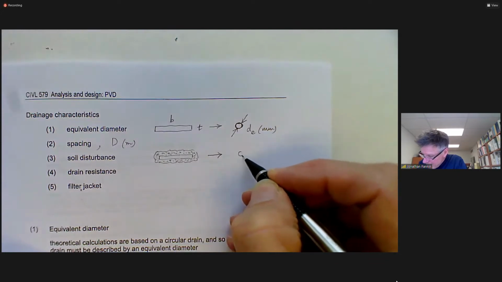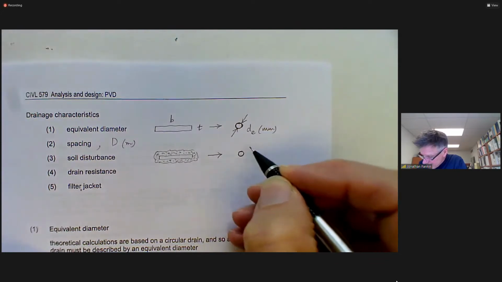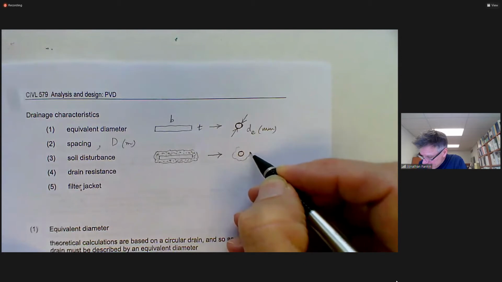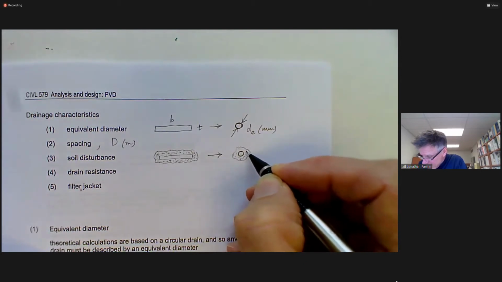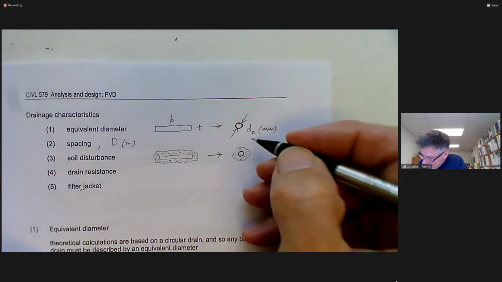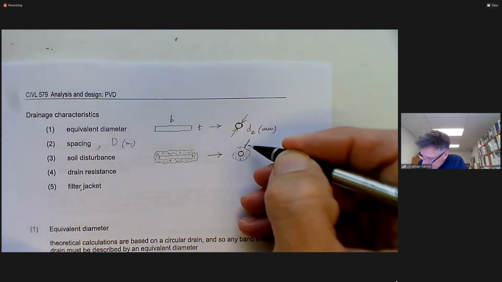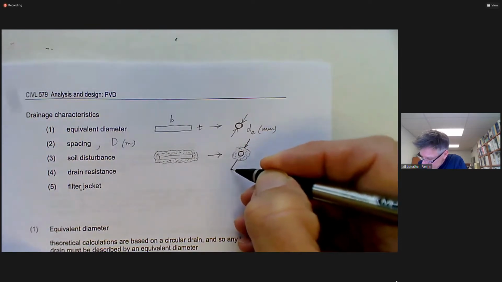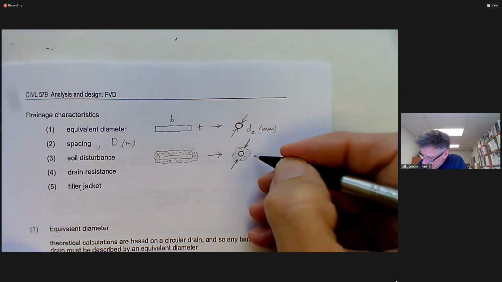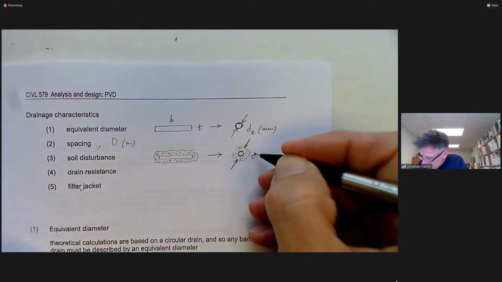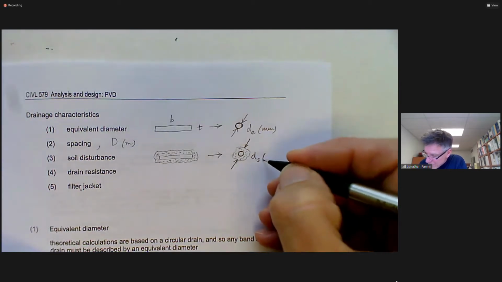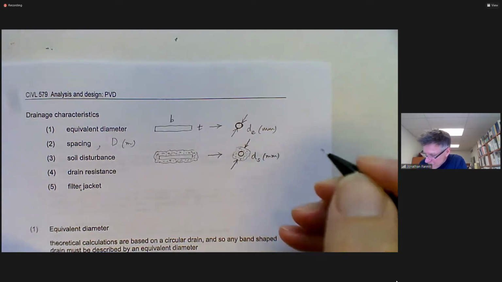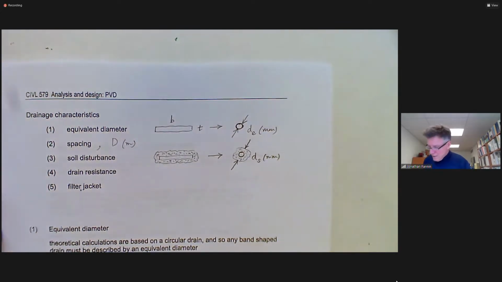Let's put our drain here. And actually, we're going to model that as an equivalent circular zone of remolded material. And we're going to have to give that some kind of designation. Let's give it an equivalent diameter, and we'll give it S for soil disturbance, or the phrase that's used in design jargon is smear.